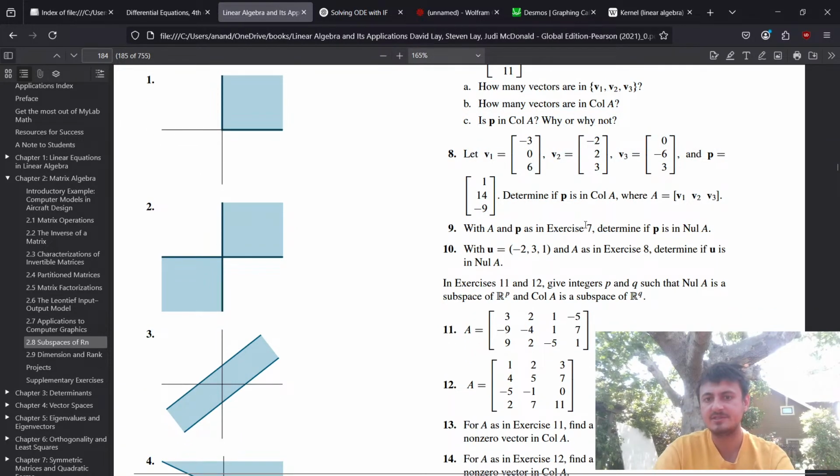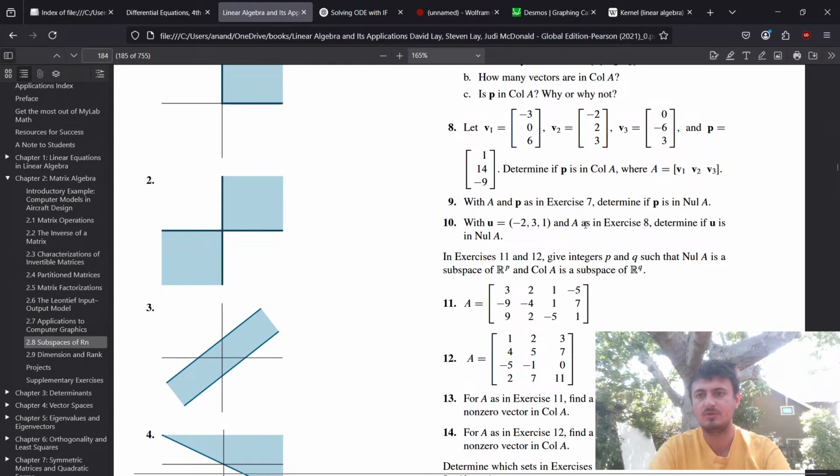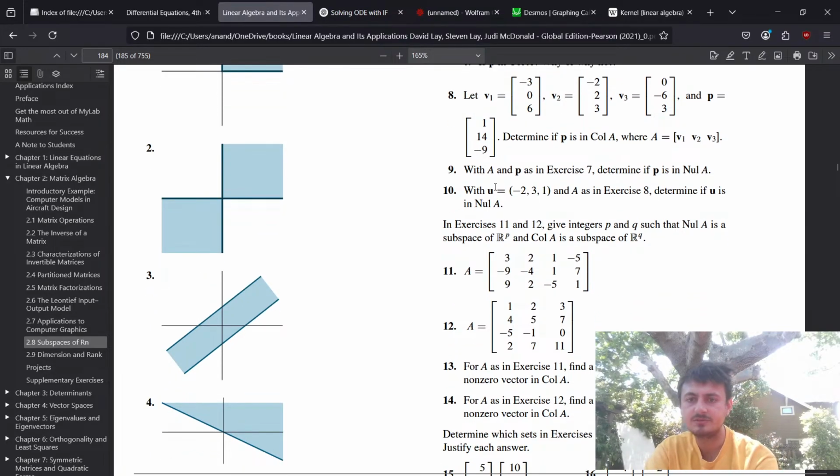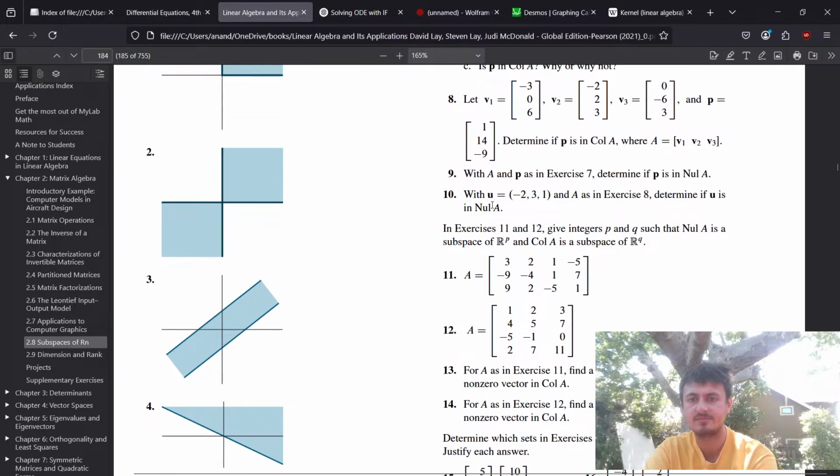Do we want to keep doing these? I mean, these are boring, right? With u equal to the given vector, determine if Au is in null A. I mean, it's literally just a matter of calling A times u. All right, in exercises 11 and 12, give integers p and q such that null A is a subspace of Rp and col A is a subspace of Rq.